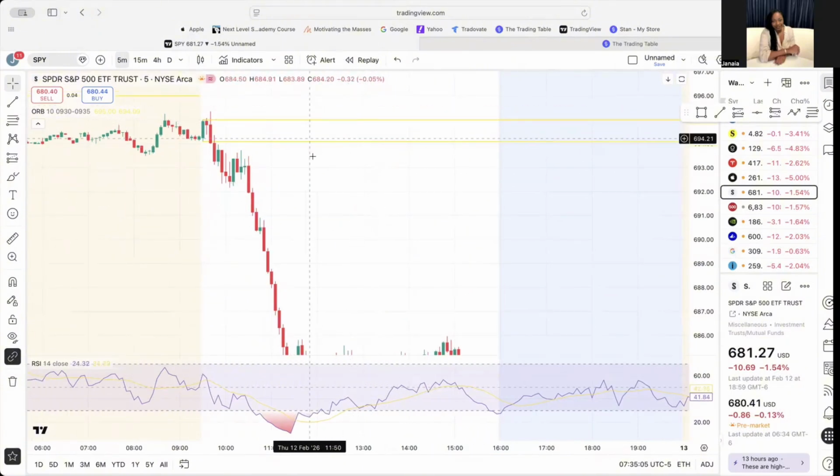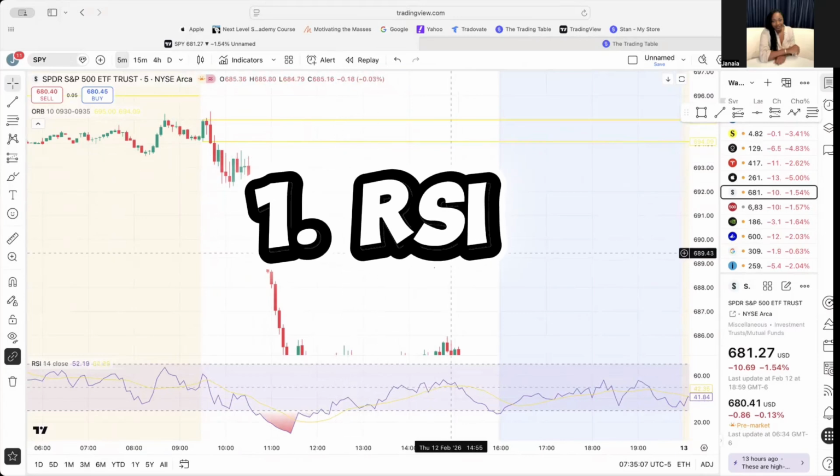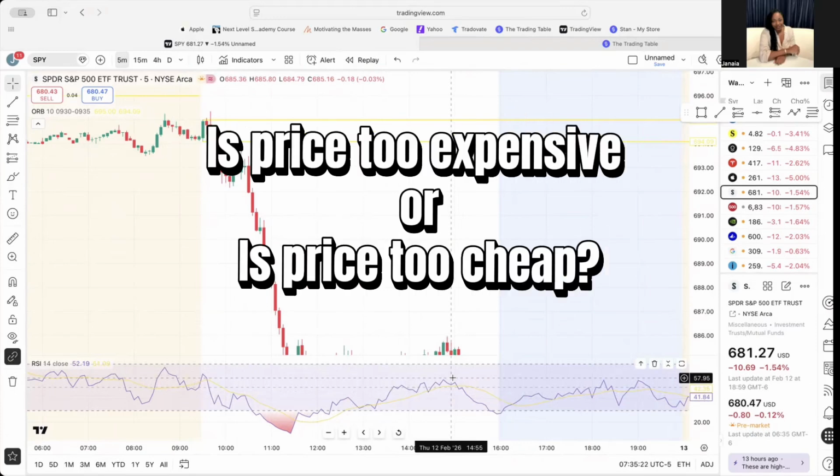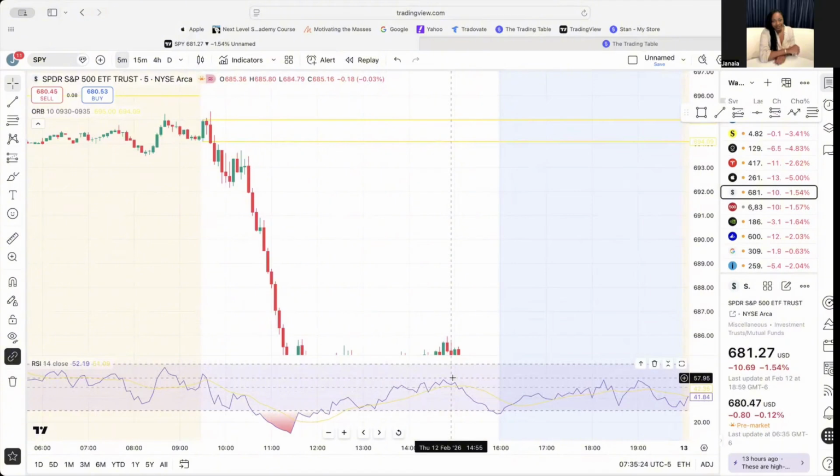So let's start with my absolute favorite, which is RSI. That can be found down here at the bottom of the chart. And you can change the colors of your RSI, but this is what mine looks like down here at the bottom of the chart. RSI basically lets you know, is price too expensive or is it too cheap?